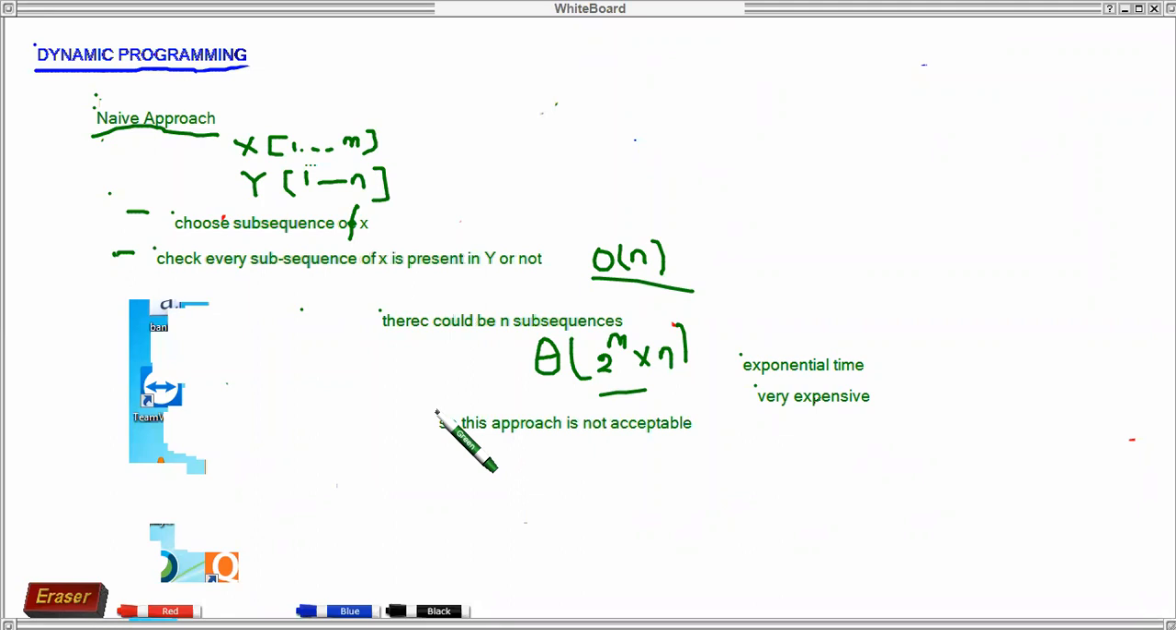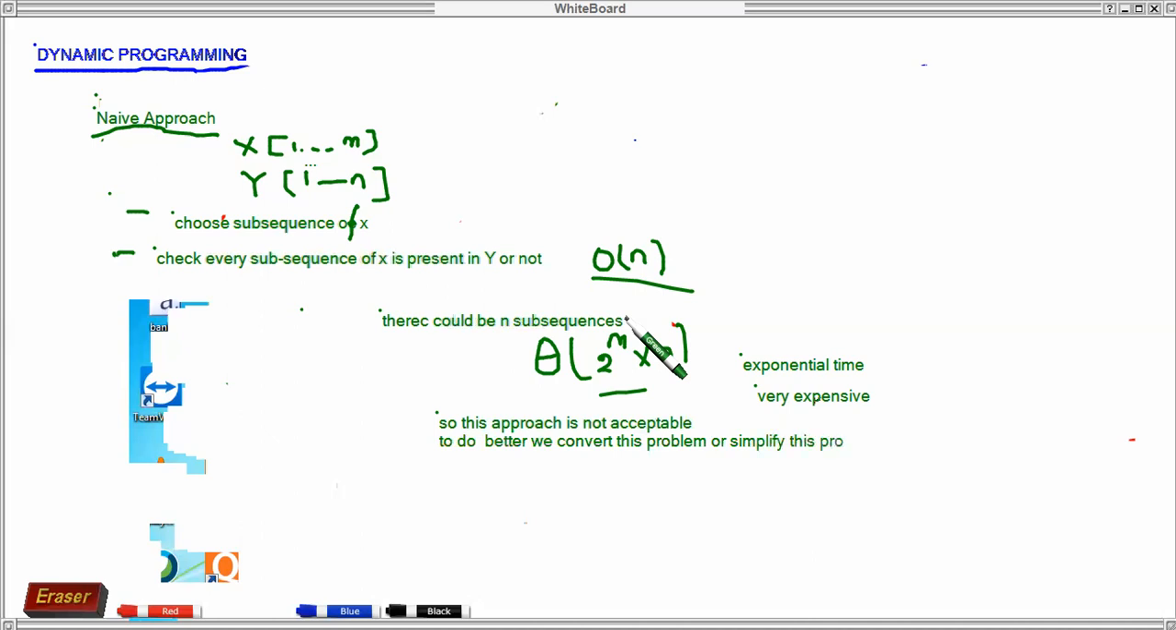So to do better, what we will do is convert this problem. Convert this problem, or simplify this problem. Simplify.